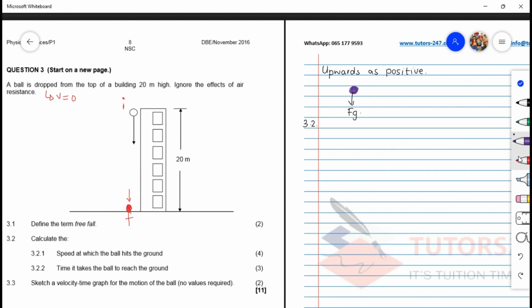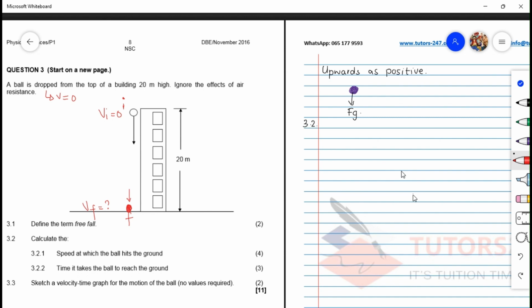So let's try and see what values we have. We have the initial velocity at this point as 0. We want to calculate the final velocity at this point, and we have our value of a, which is negative 9.8. Now, the reason that it's negative and not positive 9.8 is because gravitational acceleration, or gravity, is downwards, whereas I have taken upwards as positive. Therefore, my value of a is going to be negative.